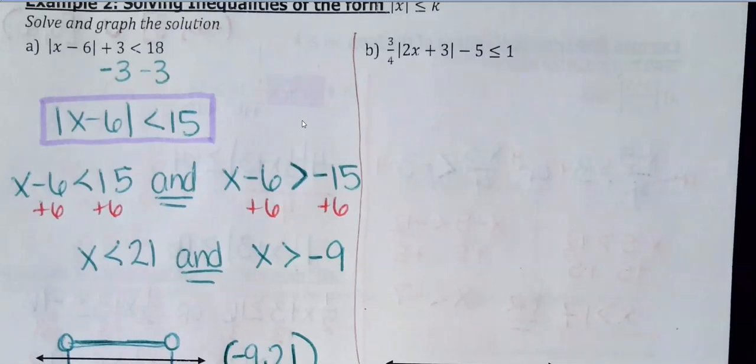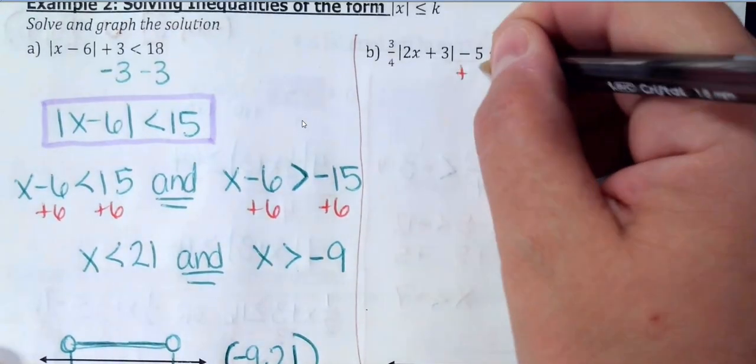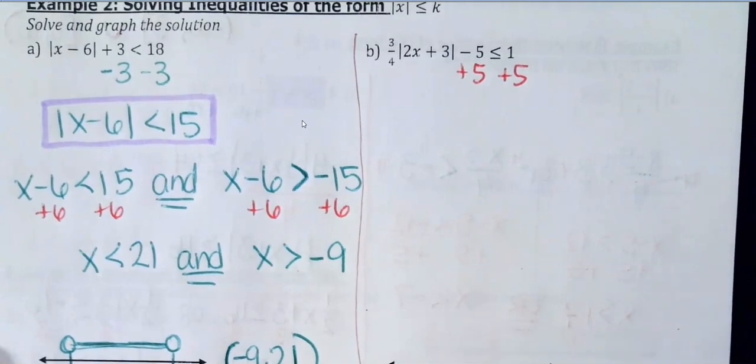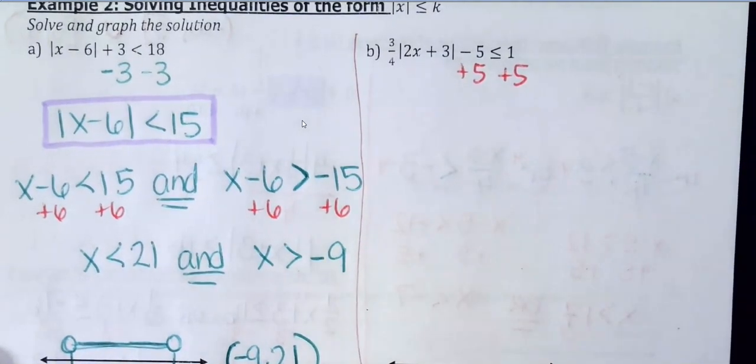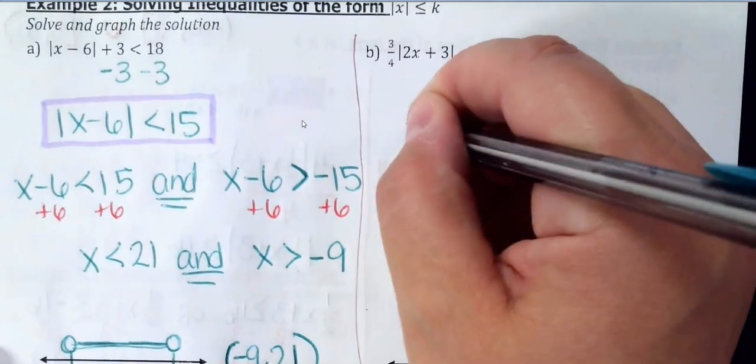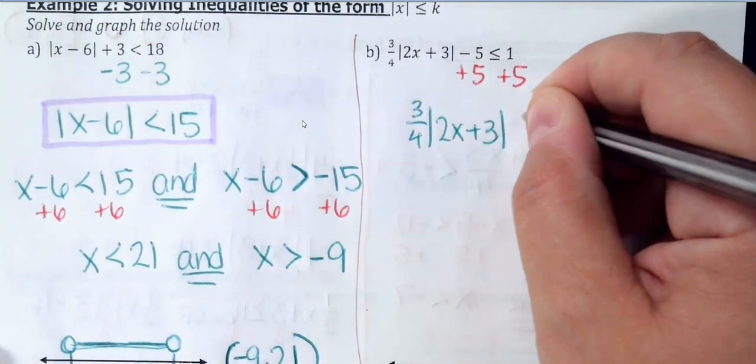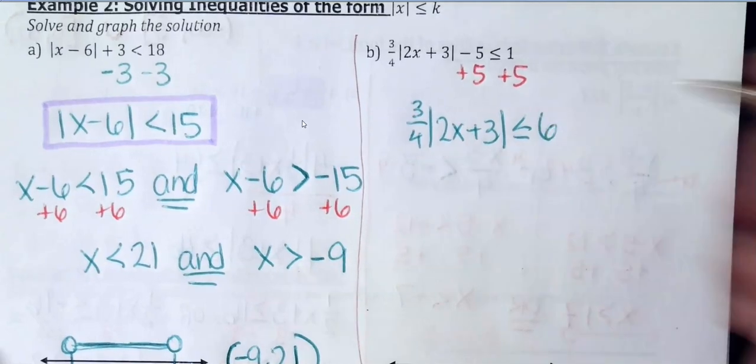Don't deal with the fraction yet. If you've got something to the side there, get rid of any addition or subtraction that you can first, to the side of your absolute value. Otherwise, you're going to have to mess around with the 3/4 and the 5, and we don't want to do that. All right, so I've got 3/4 times the absolute value of 2x plus 3, less than or equal to 6.